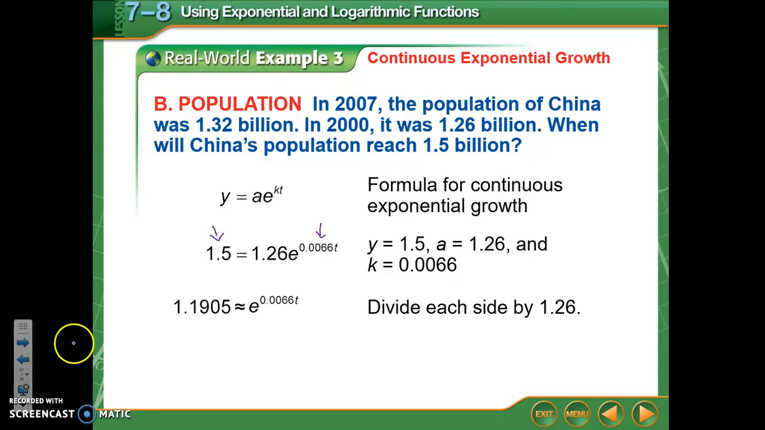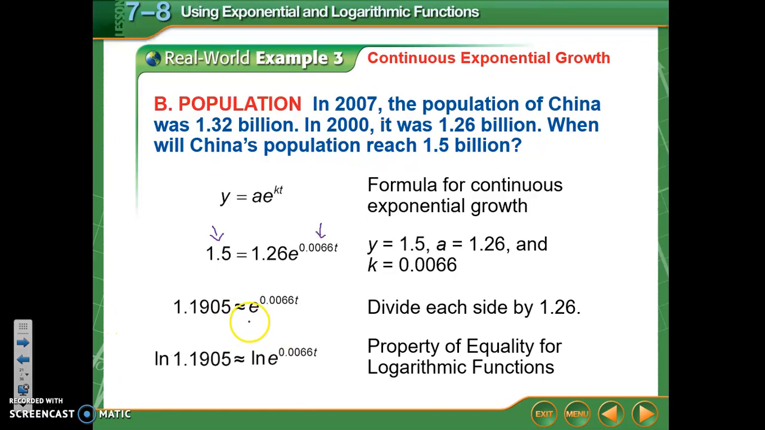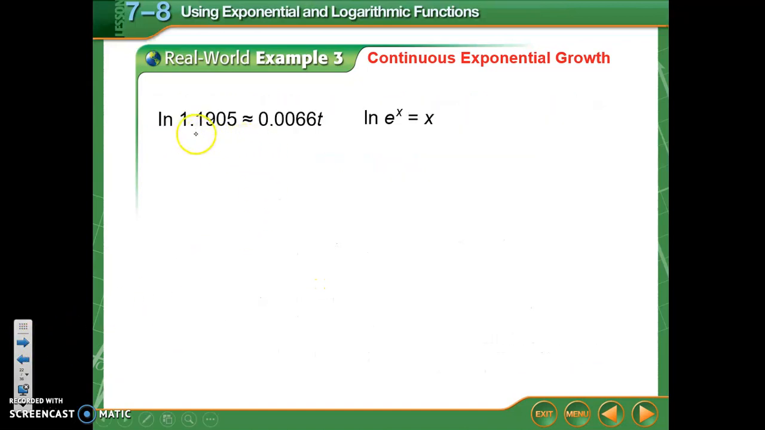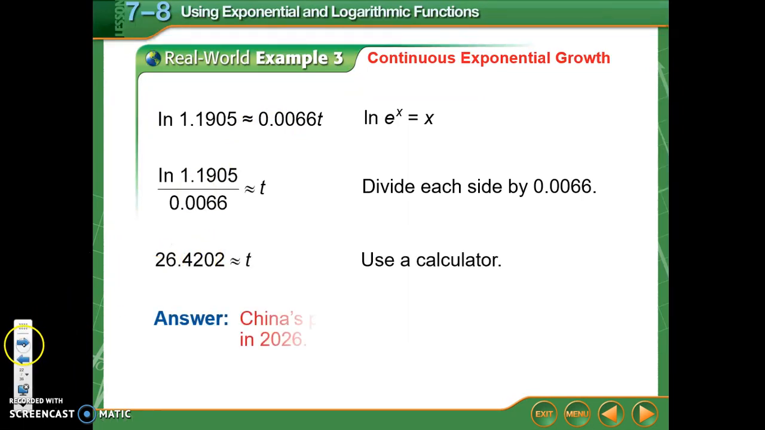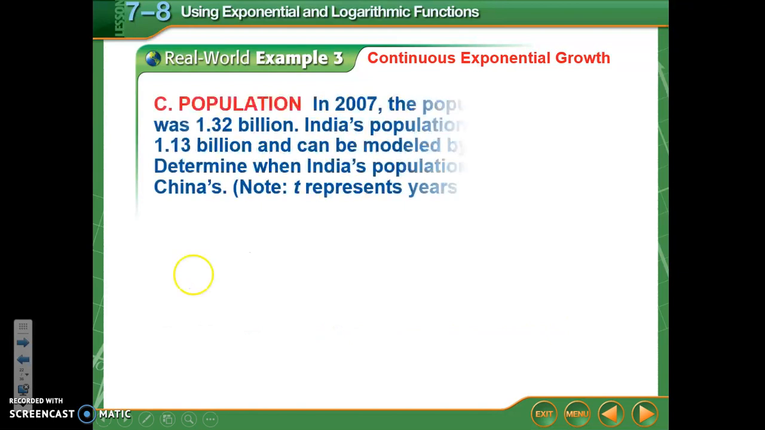Divide both sides by 1.26, and then take again the natural log of both sides because I have a base of e and a variable in the exponent. So I have the natural log of 1.1905 is approximately 0.0066 T. I divide both sides by 0.0066. And then use a calculator again to get your value. So that means 26.42 years. Oops, sorry.